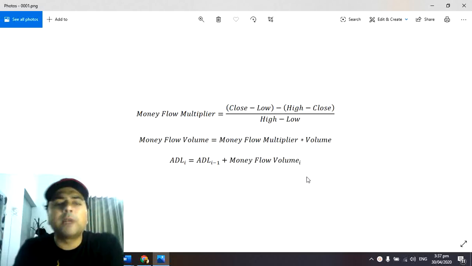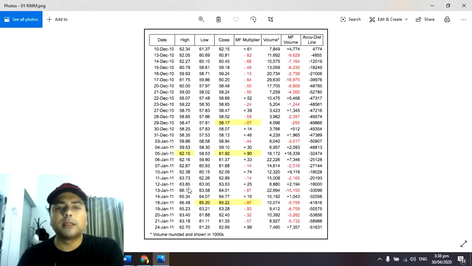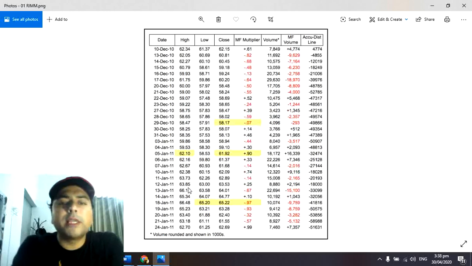First, we calculate the money flow multiplier using this formula. Second, we multiply this money flow multiplier with the volume for the day to calculate money flow volume. Third, we calculate the ADL line by adding the cumulative total of money flow volume to the previous day's ADL line.